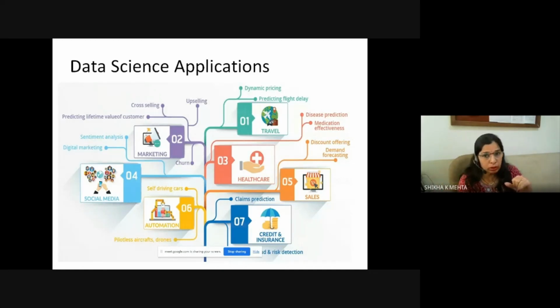Then we can use data science for demand forecasting. Like when we have the festivals, it is quite natural that the product demand increases. But what kind of products are in more demand during a particular part of the year. Similarly, when we're talking about automation, self-driving cars.